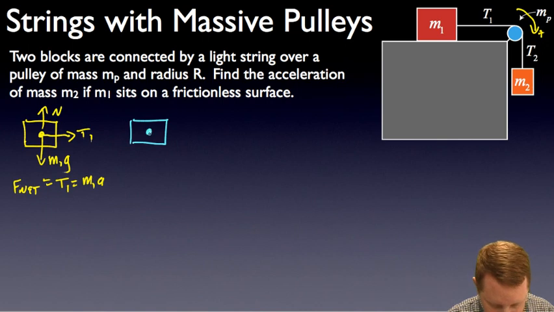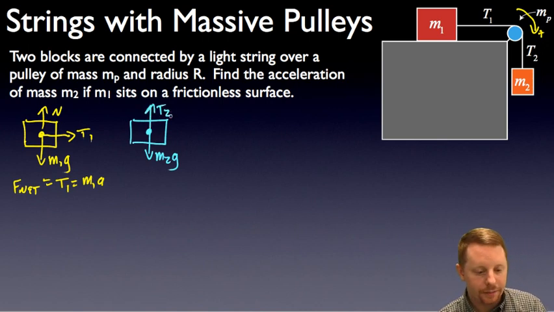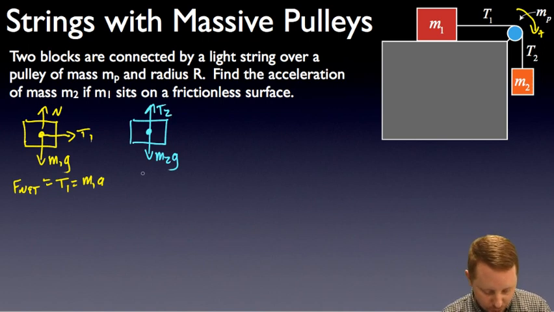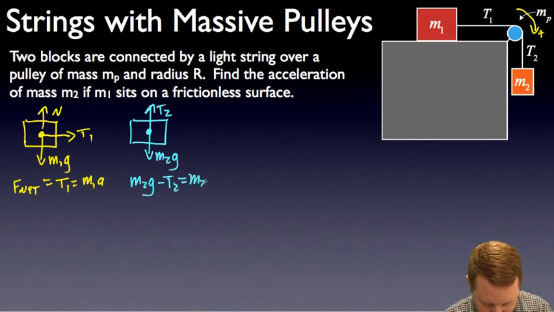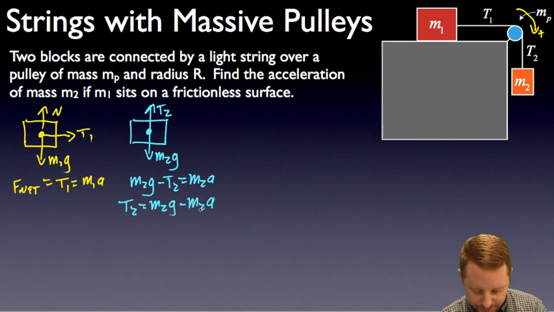Let's try the same thing now, but let's do it for m2. For m2, there's our center of mass. We have its weight, m2g, down, and we have T2 pointing up. Now the net force in the y direction, we're going to have m2g, we'll call that positive because we called down over here positive, m2g minus T2 equals m2a. And while I'm here, let's just solve that for T2. I can rearrange this to say that T2 must equal m2g minus m2a.